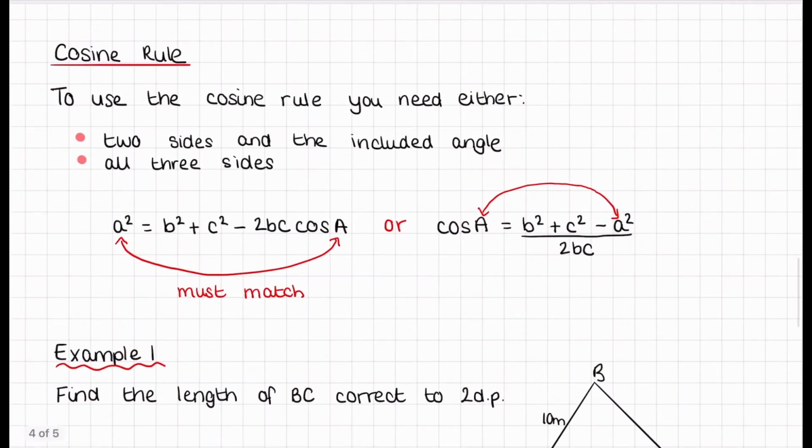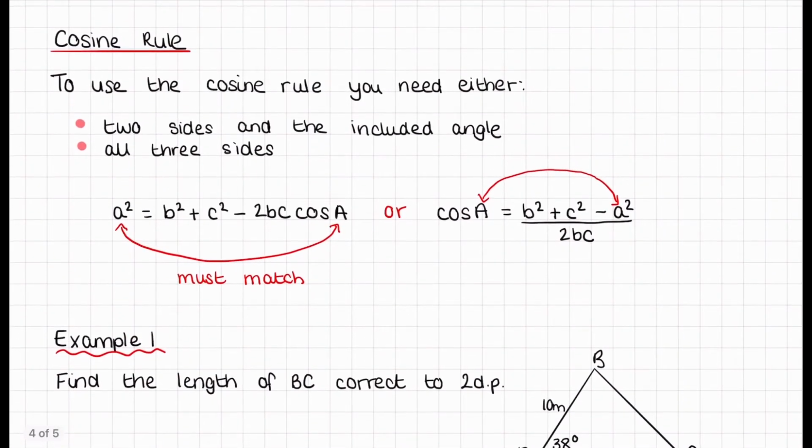And our last rule in trigonometry is the cosine rule. So to use the cosine rule, you need either two sides and the included angle, or all three sides. Now, our rule for the cosine rule is a squared equals b squared plus c squared minus 2bc cos a. Or if you're finding the angle, you can use the rearranged version, which is cos a equals b squared plus c squared minus a squared all over 2bc.